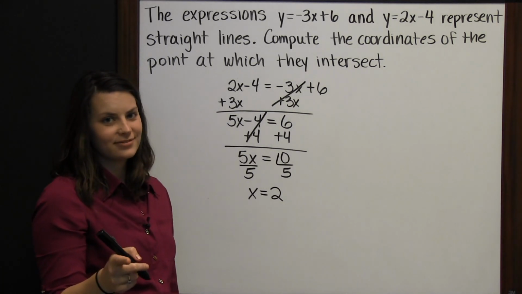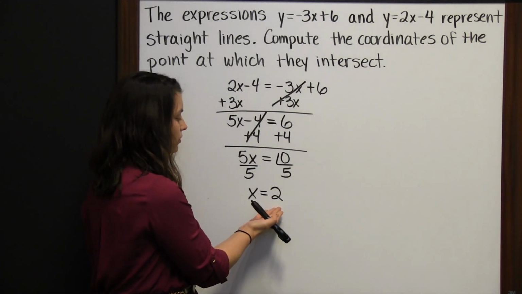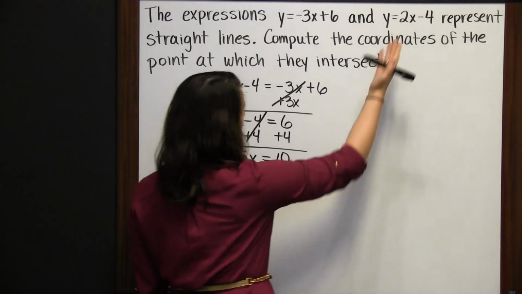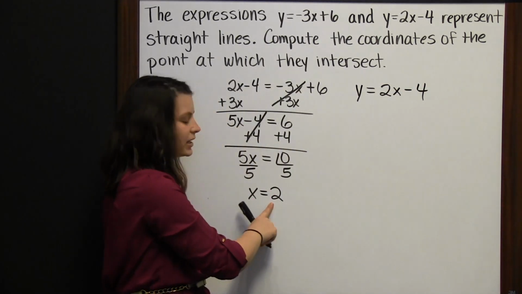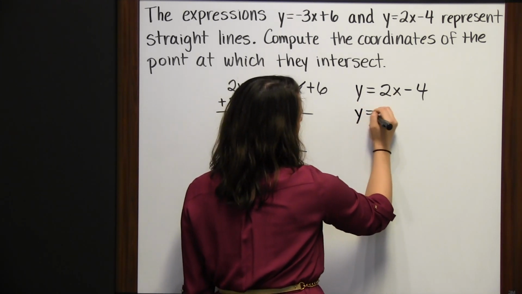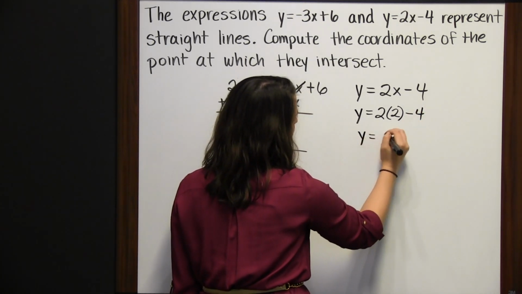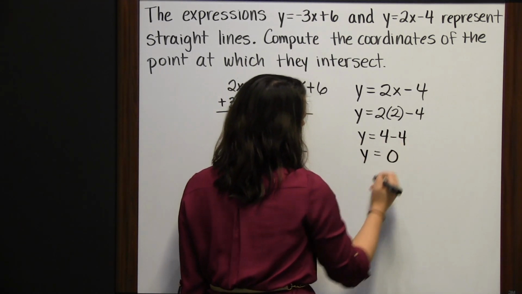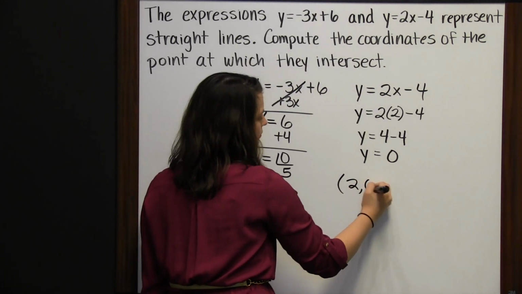We're halfway there now. We've found what x is. To find y, we need to substitute 2 for x in either one of these expressions. And I'm going to use the second one. Since x is 2, we need to replace x with 2 to find y. So y equals 2 times 2 minus 4. y equals 2 times 2 is 4 minus 4. So y equals 0. Our ordered pair is (2, 0).